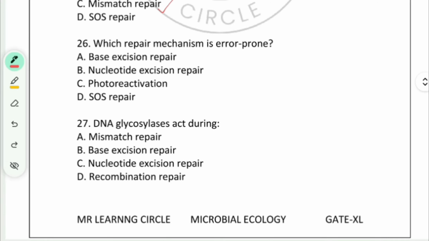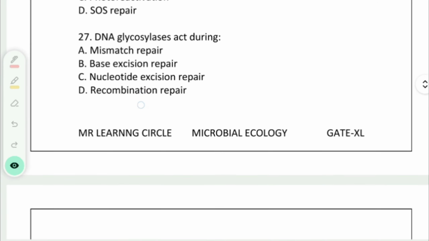Question number 26. Which repair mechanism is error prone? Options are A. base excision repair, B. nucleotide excision repair, C. photoreactivation, D. SOS repair. So the correct answer for this question is option D, SOS repair.